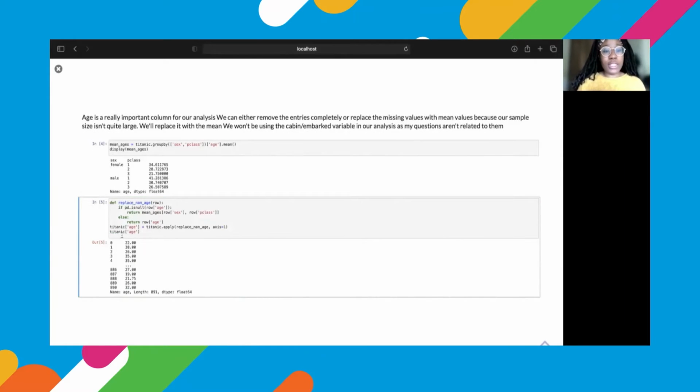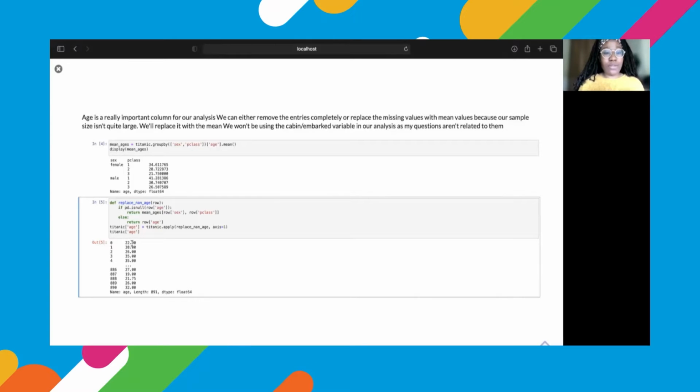So this is a function, and in this function is an if statement. This is going to look for all the rows that have missing information, and then it's going to put in place the mean of those ages with respect to their passenger class and their sex.